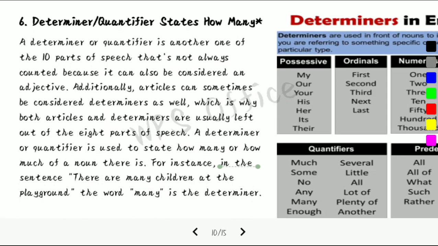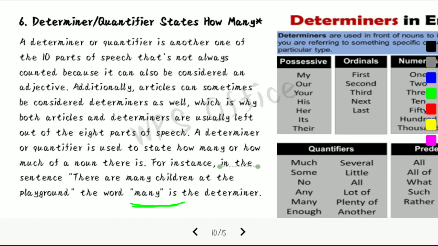Determiners is another one of the 10 parts of speech that is not always counted because it can also be considered as adjective. Additionally, articles can sometimes be considered determiners as well, which is why both articles and determiners are usually left out of the 8 parts of speech. The determiners or quantifier is used to state how many or how much of a noun there is. For instance, in the sentence, there are many children at the playground. The word many is the determiner.